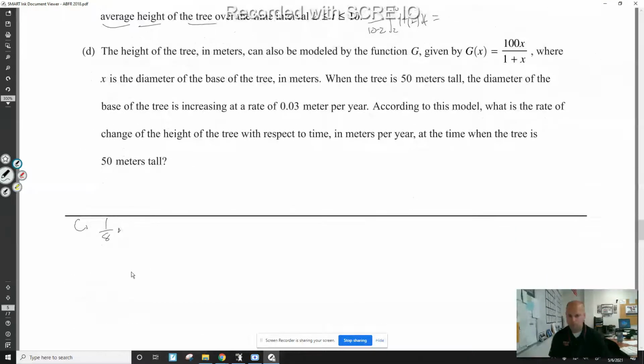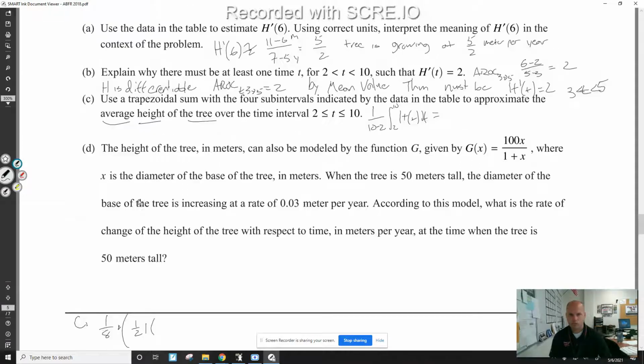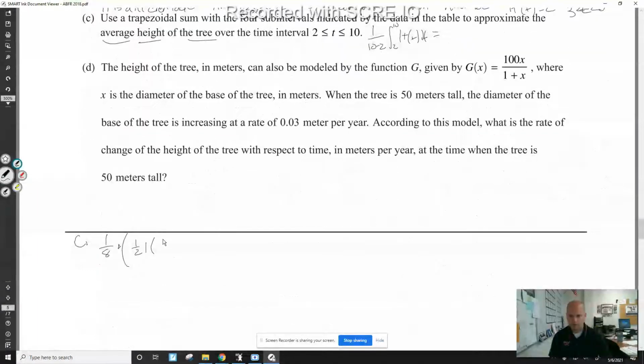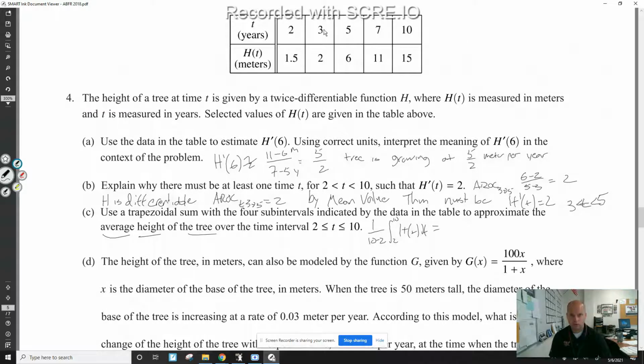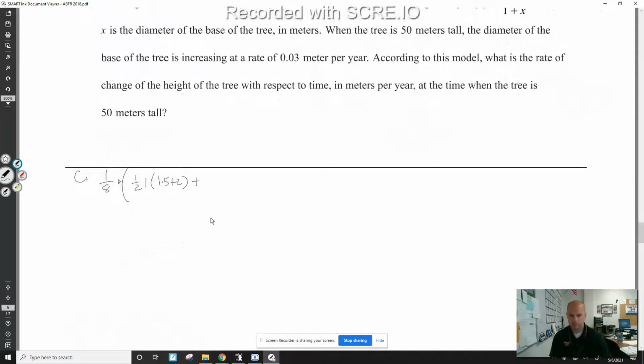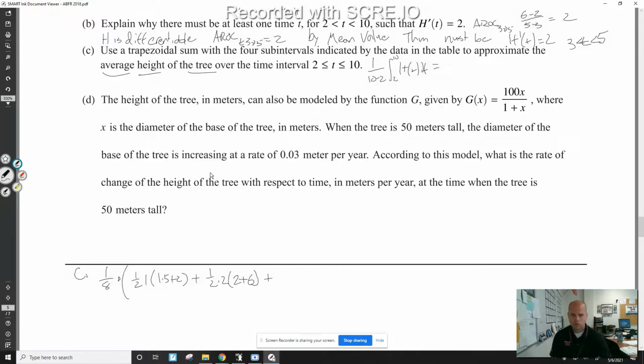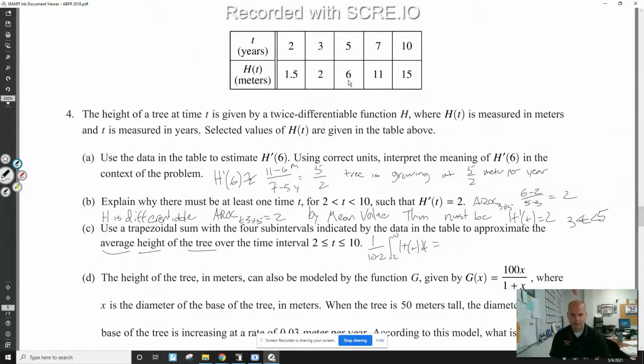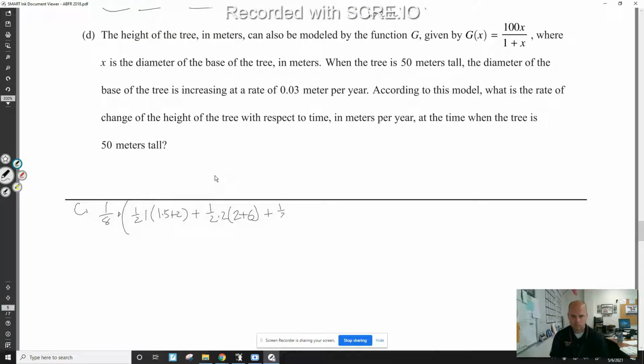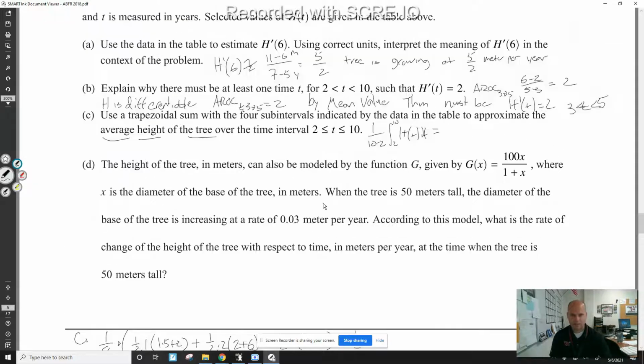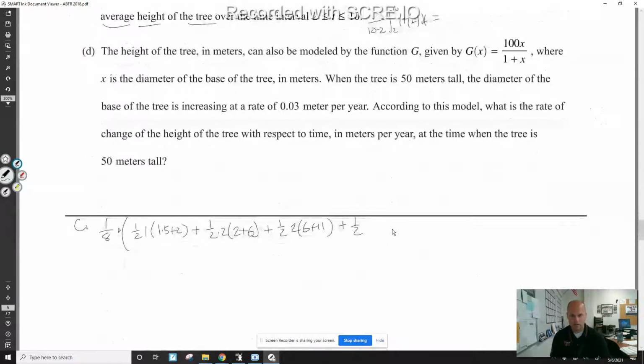So I got 1/2 times (1 plus 1.5) and 2. Then 1/2 times 2, 3 to 5 is 2, 2 and 6. Then 1/2 times 2 again, 6 and 11. And then my last one, 1/2 times 3, 11 and 15.